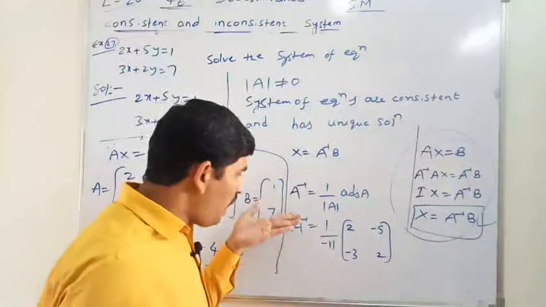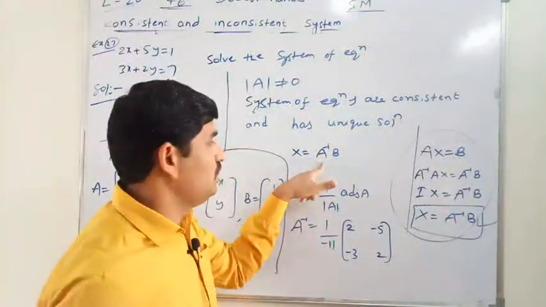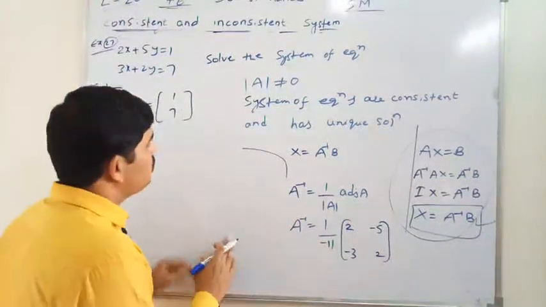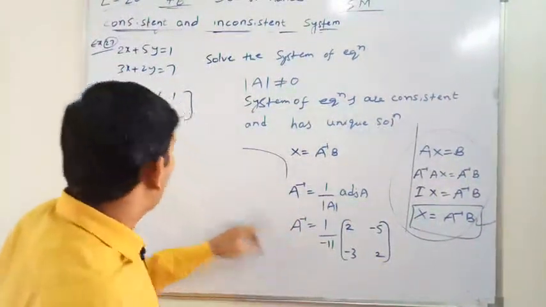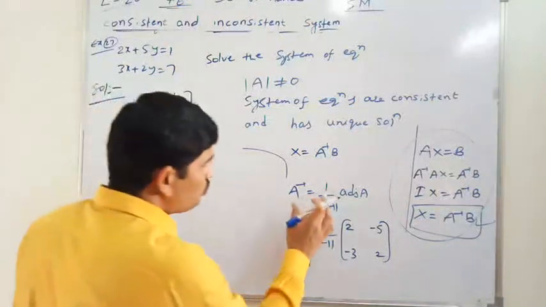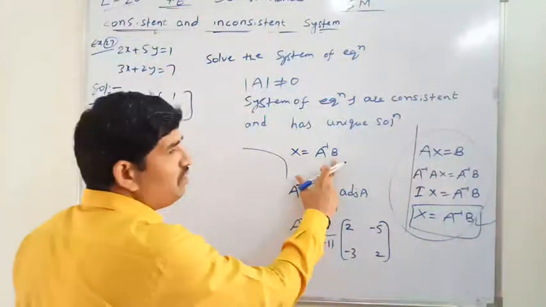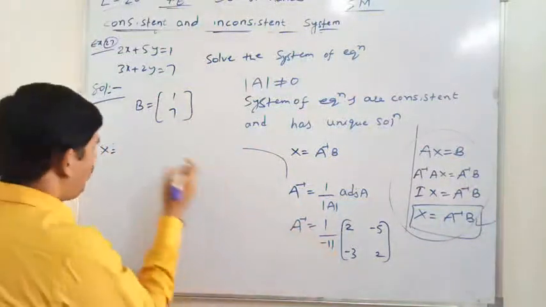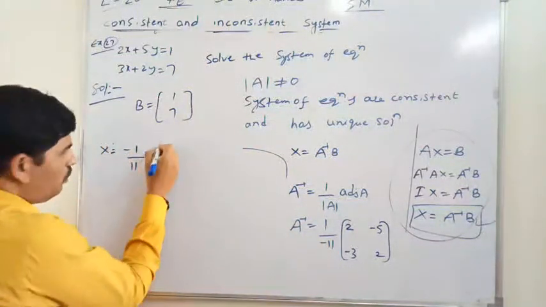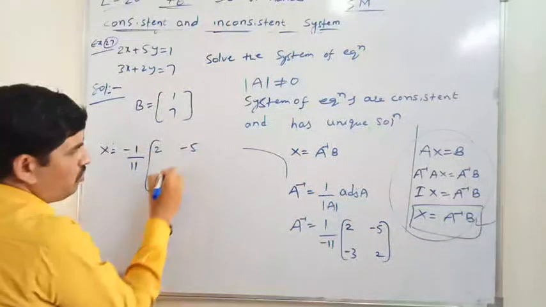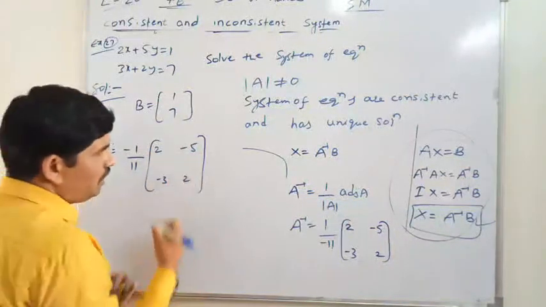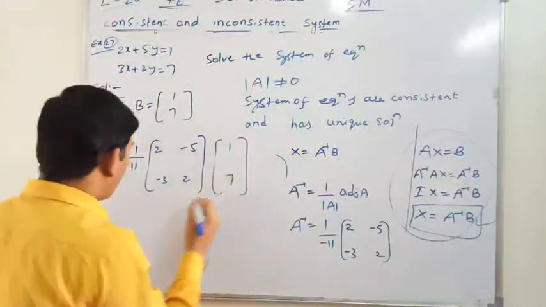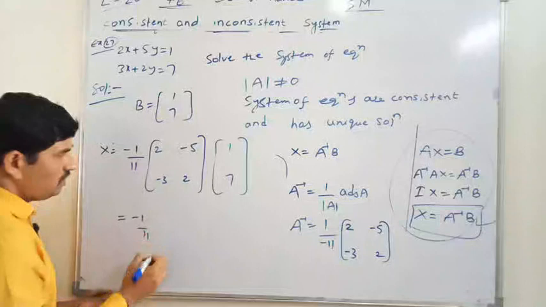After having A inverse, we have to substitute in this. So I will rub this part. See, we have A inverse and the B matrix also, so we substitute them here. X is equal to A inverse, which is minus 1 by 11 into the matrix 2, minus 5, minus 3, 2. Again the B matrix is already there, 1 and 7. We have to multiply both the matrices here.